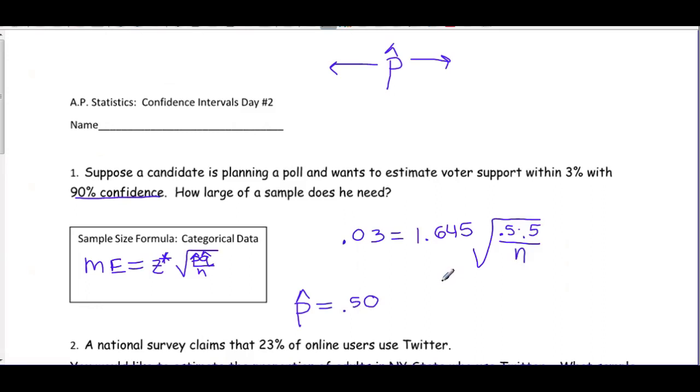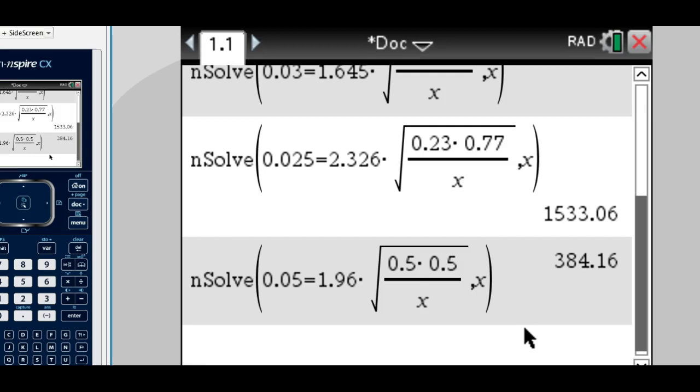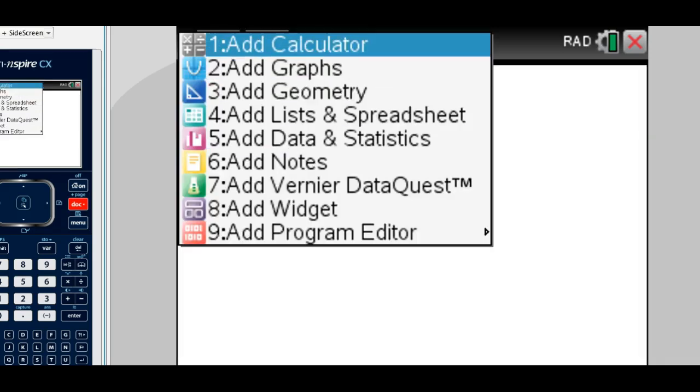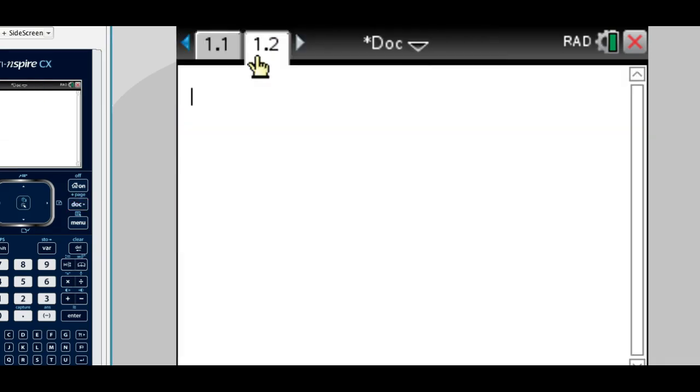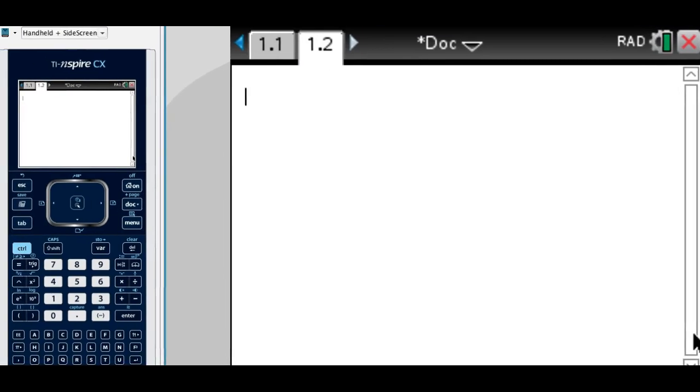Now, what you want to think about here is we have everything filled in, and now this is just an algebra problem. But lucky for you guys, your calculator can actually do this algebra problem for you. So what I'm going to have you do is pull up your calculator and I'm just going to add a new page here so it's nice and clean. I do not have the CAS version of the calculator, so yours is going to look a little bit different.